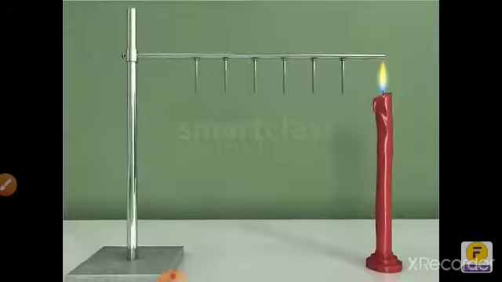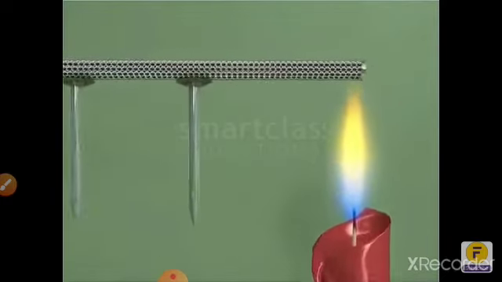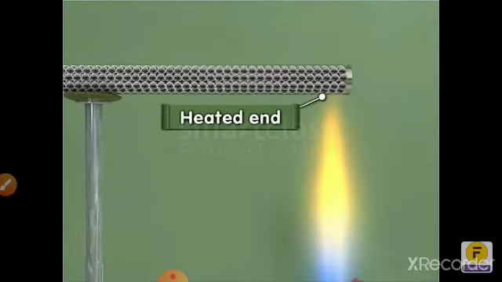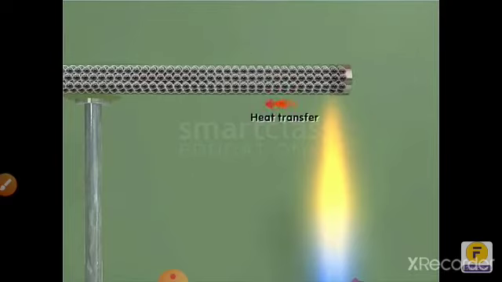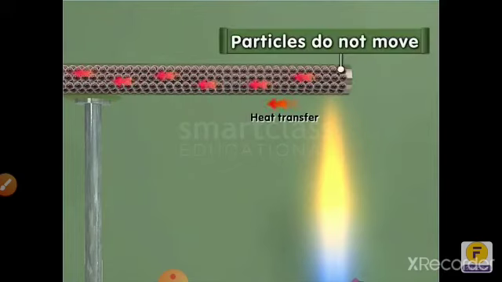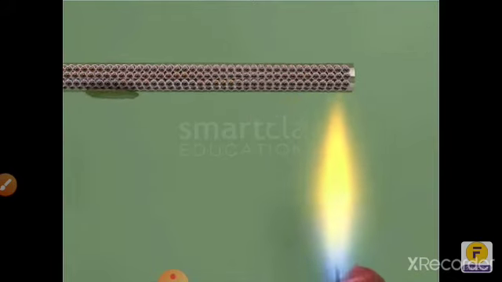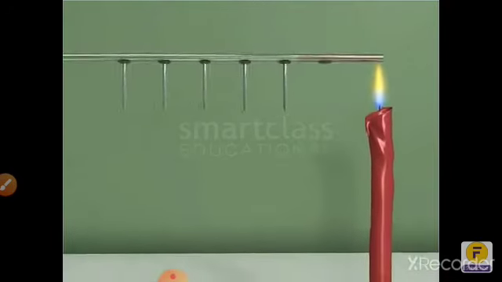Because when the candle starts to heat the iron rod, the molecules inside the iron rod become heated and the particles start to vibrate, and after vibration the heat gets transferred without the actual movement of the particles. So the particles do not move, only the heat gets transferred by the vibration. After vibration the heat transfers from the hotter region, from the one end where it starts, and goes toward the other end. In this way the wax on the nails starts to melt.